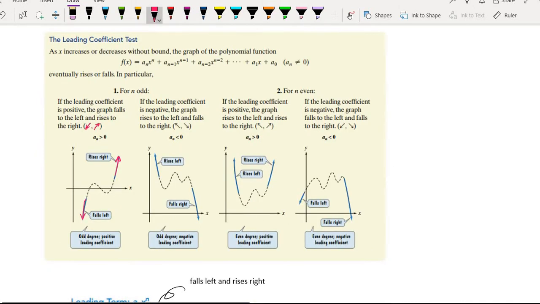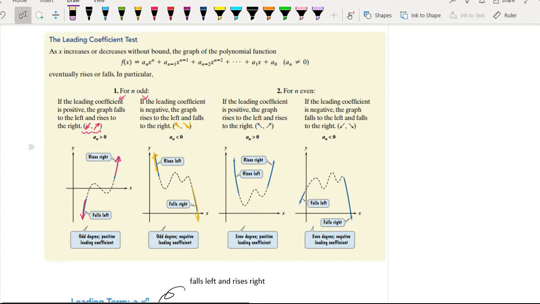So here we have the leading coefficient test for the end behavior. If you look at this, we have two cases. If n is odd, then we have two cases. The first one is falls left and rises right. That's where this portion comes from. Then the second one is rises left and falls right. That's where that graph comes from.